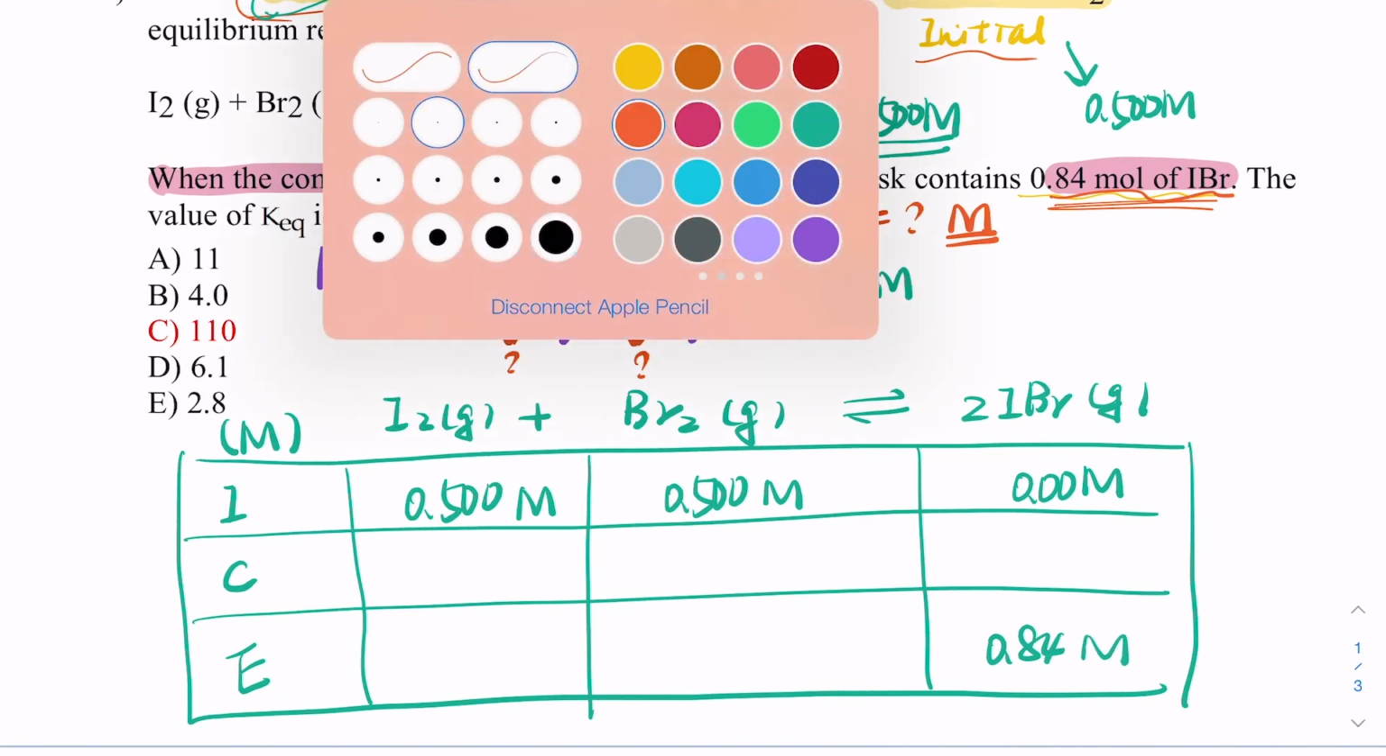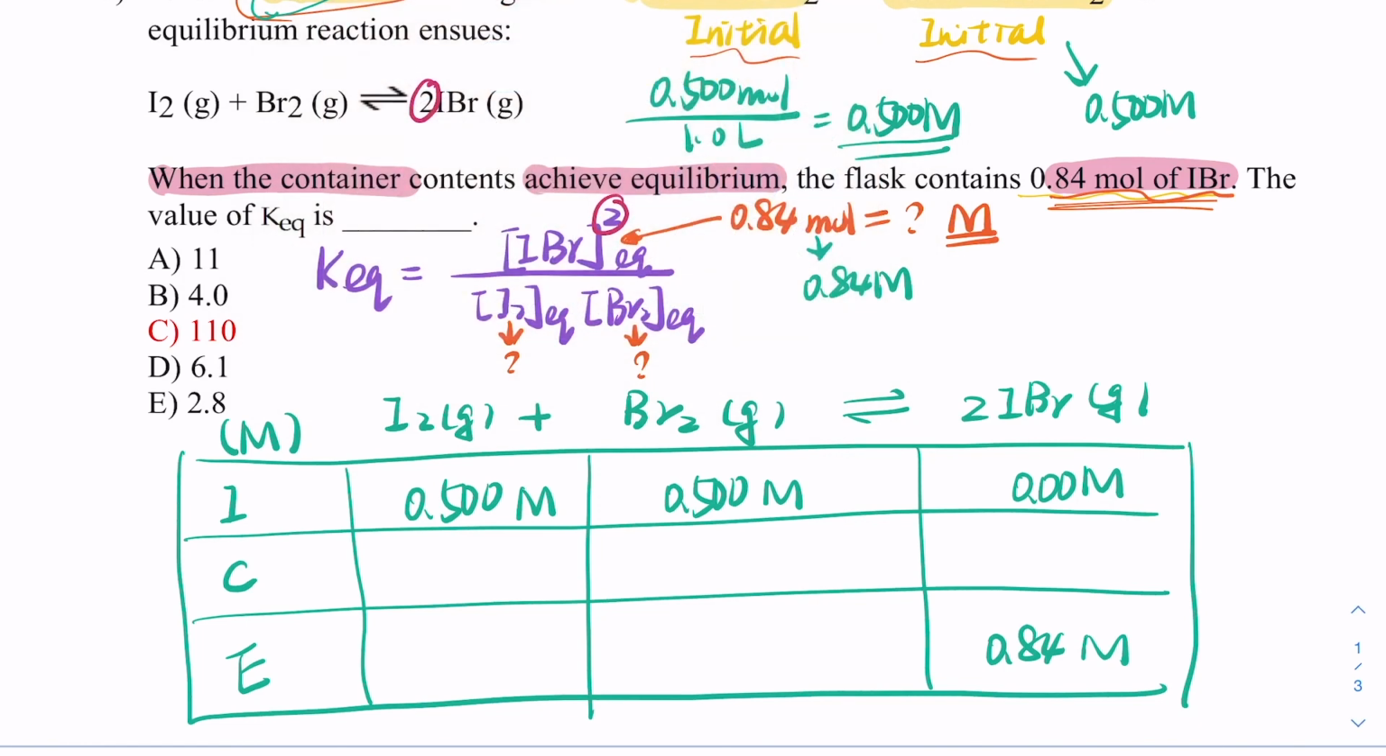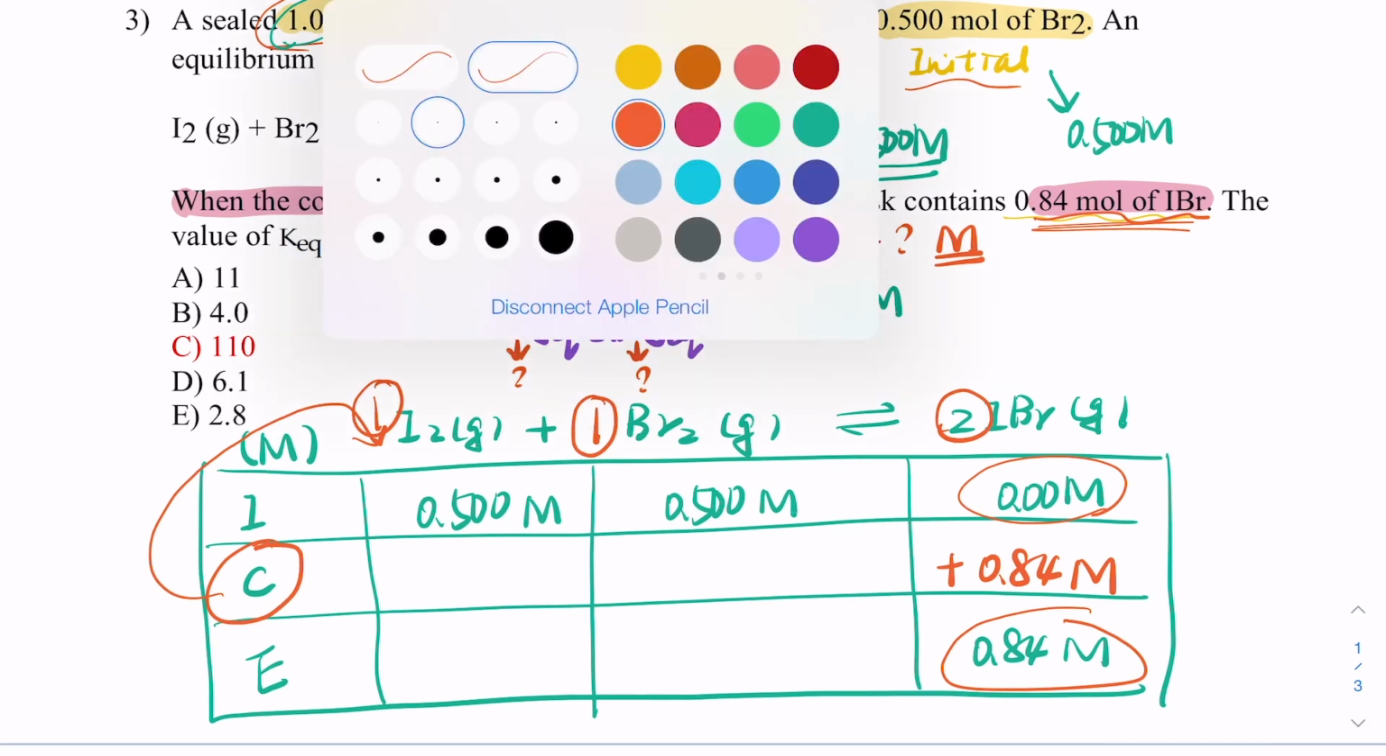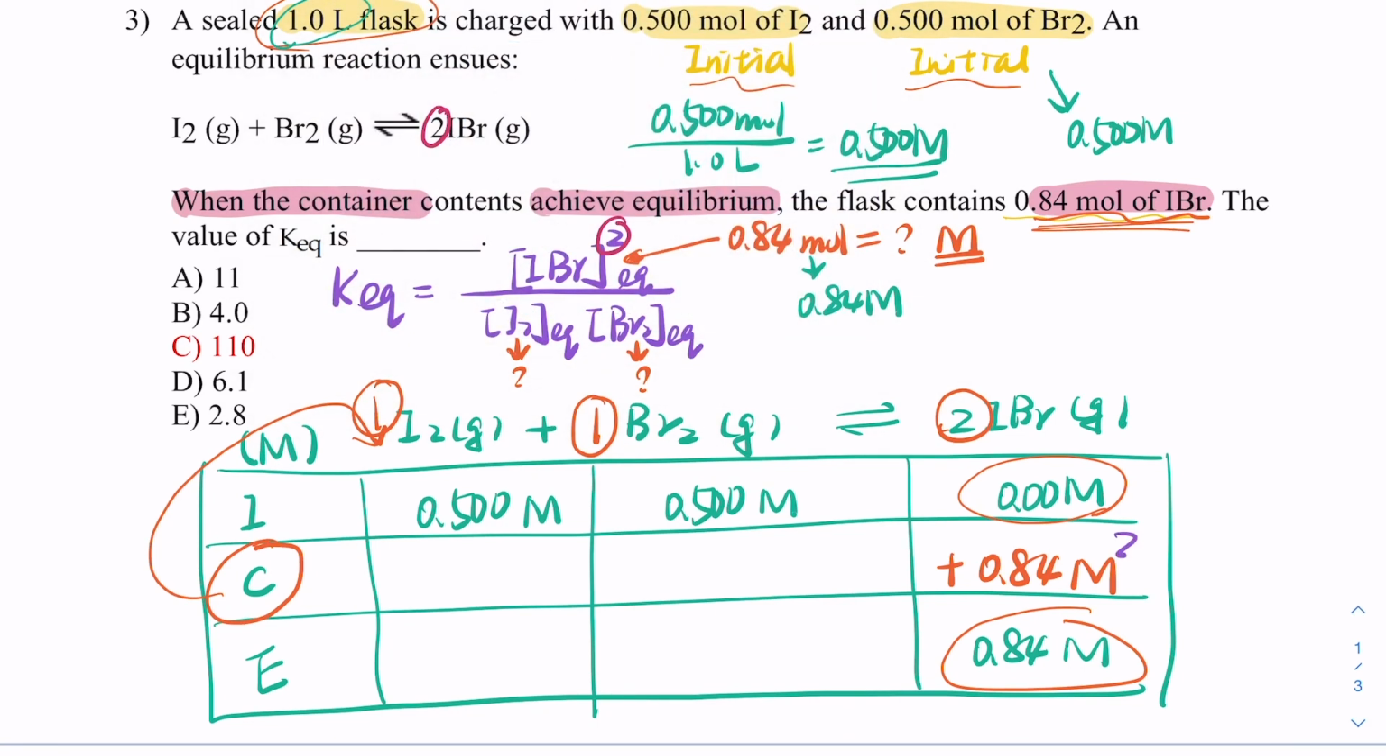Then you ask, what do we do? How do we figure out the change? We know the initial and we know the final, so of course we know the change. The change is the difference, 0.84 molar. That's the change for IBr. But remember, the change follows the ratio from the coefficients, so that'll be a 1 to 1 to 2 ratio. When we didn't know the change, this is what we do: this is 2x.